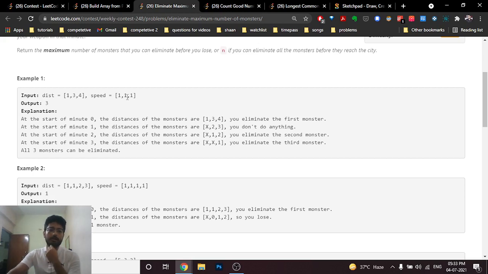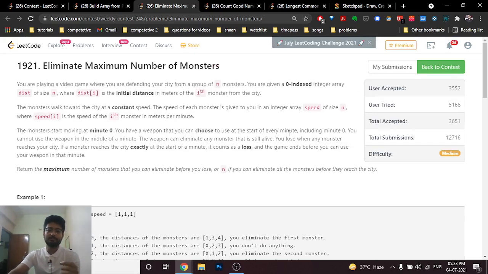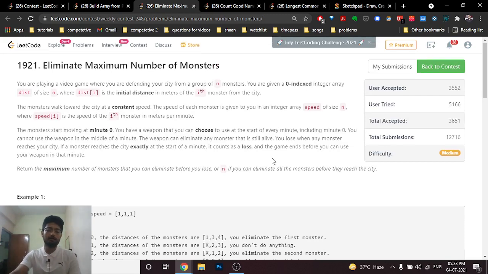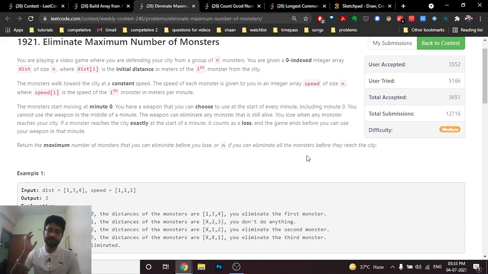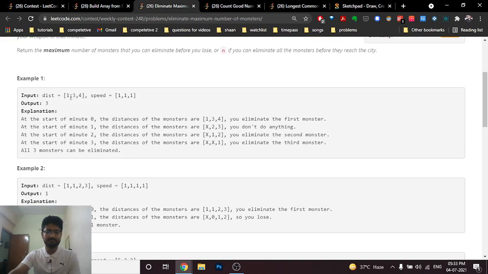Okay, and you can kill every monster only once in every minute. So you can also kill at the 0th minute also, but as you can see, you can kill only one monster at only 1 minute. Okay, so the problem is like this. There's this monster which can reach your village after 1 minute. This monster, because the distance is 3 and the speed is 1, so distance upon speed is equal to time, so 3 divided by 1 is equal to 3. So this will reach your village after 3 minutes. This will reach your village after 4 minutes.